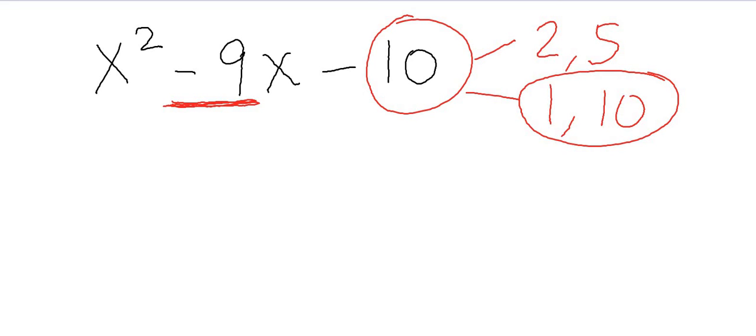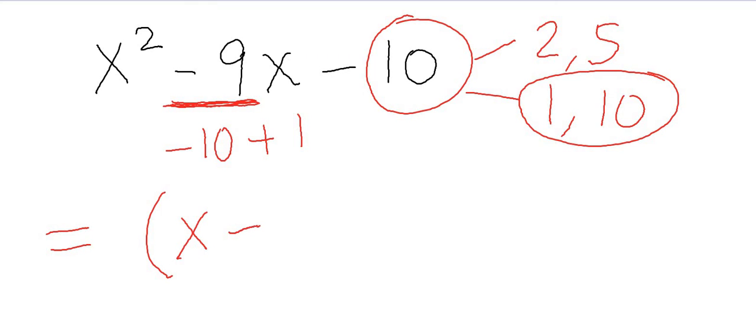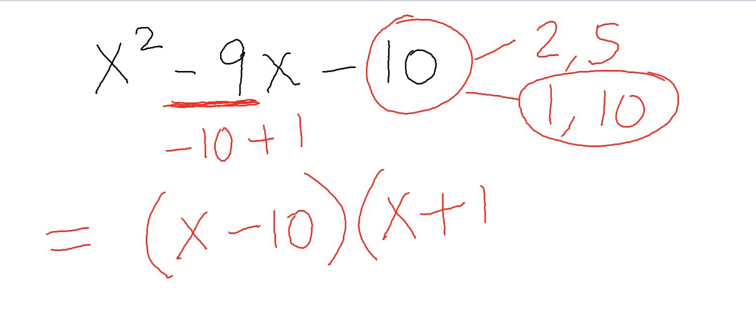So you get minus 9 from minus 10 plus 1. So then your two factors would be x minus 10 and x plus 1. So you go straight from your quadratic to the two factors.